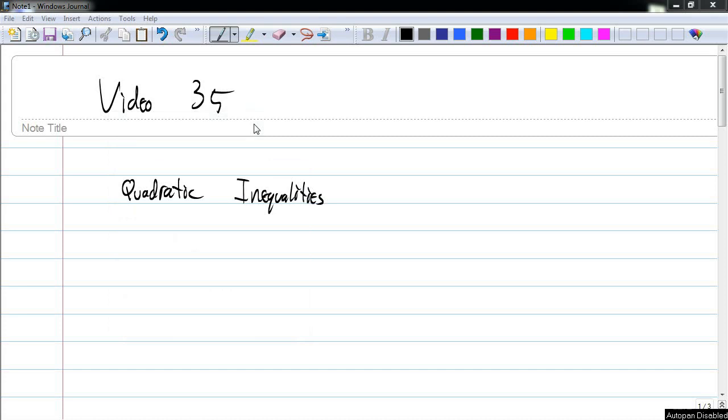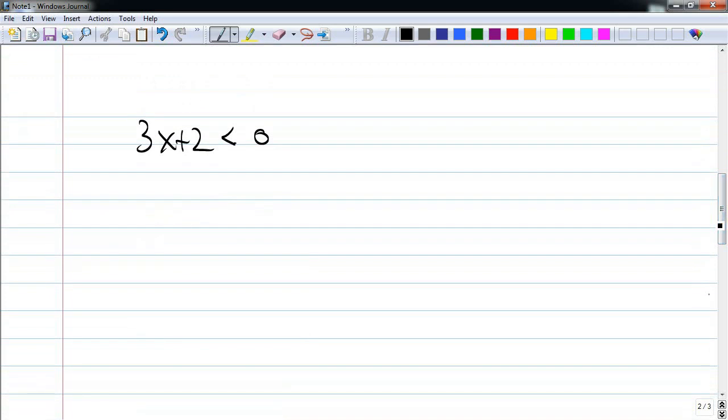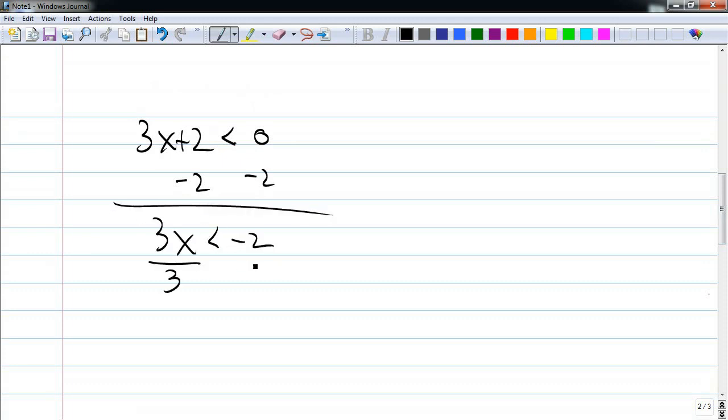We are looking at quadratic inequalities. So let's get started. When we solved linear inequalities, when we solve something like this, this is a linear inequality. Our largest exponent is 1, and essentially what we do is we pretend like this is an equation, and we just keep that inequality going, and when we're done we have an answer.